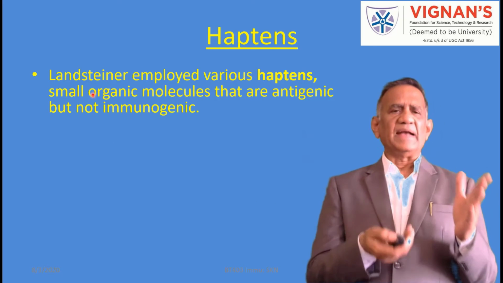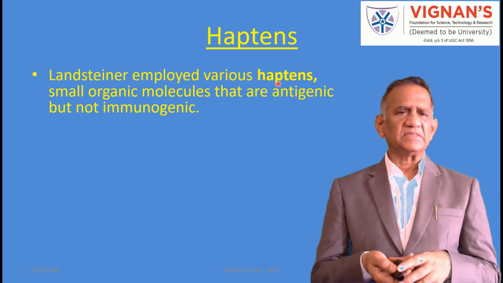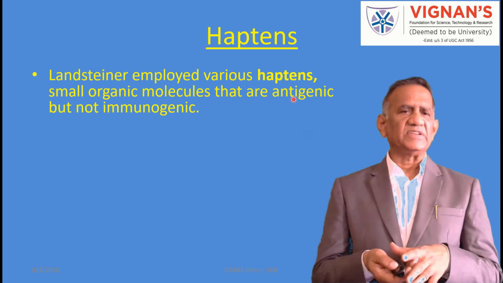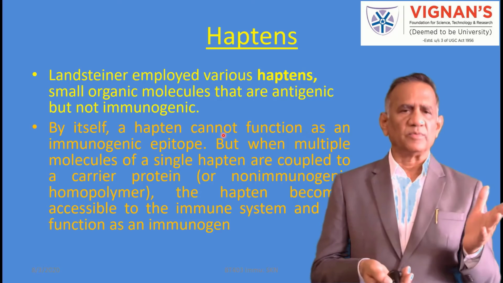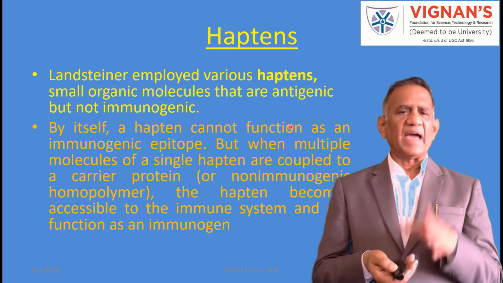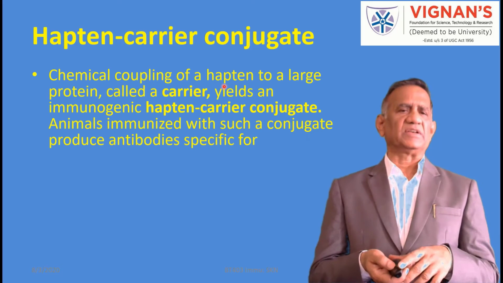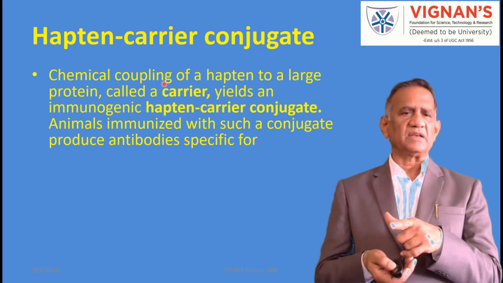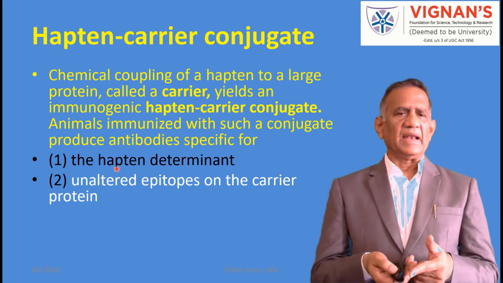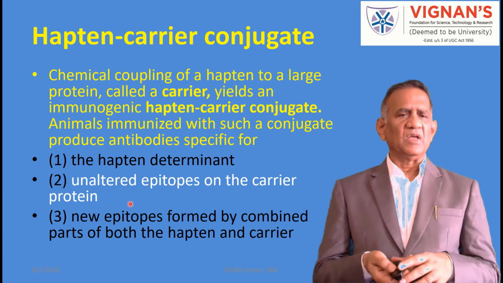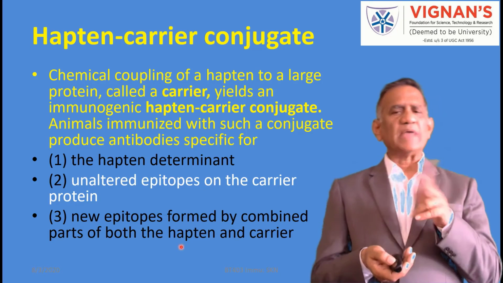Now we have seen the antigen and the adjuvant; now let us see the haptens. Landsteiner employed various haptens, small organic molecules, which are antigenic but not immunogenic. So these haptens are not immunogenic on their own. They have to be coupled with a carrier protein, which is non-immunogenic by itself. Then antibodies will be developed against the hapten-carrier conjugate. Antibodies are produced against the hapten determinant, against unaltered epitopes of the carrier protein, and against new epitopes formed by combining both hapten and carrier.